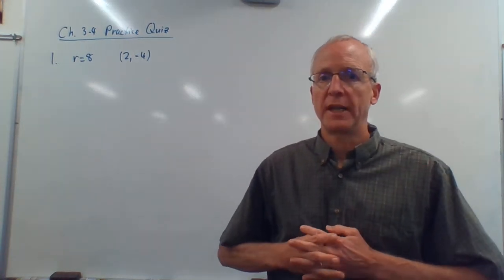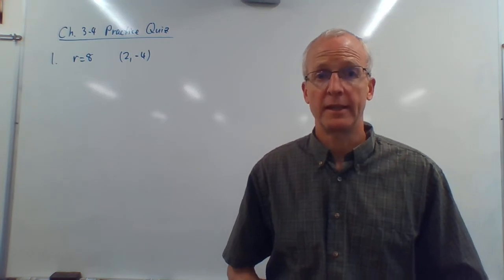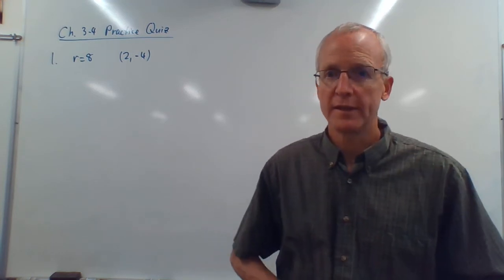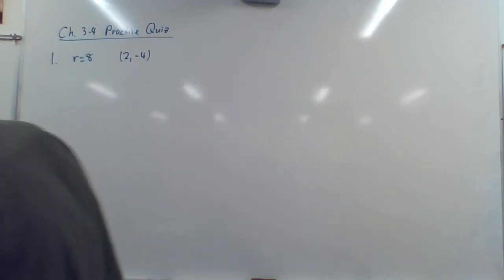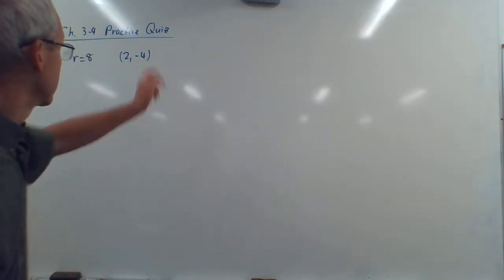So let's go over the chapter 3 to 4 practice quiz. They start off kind of easy and then they get tricky. So these first ones are just good practice doing circles and stuff. The first one says find the equation whose graph is a circle with radius 8 and center (2, -4).